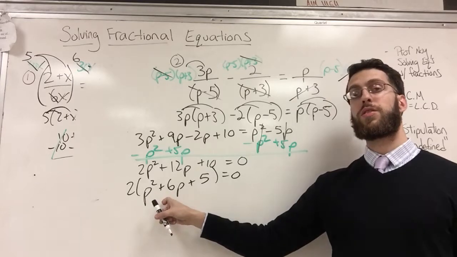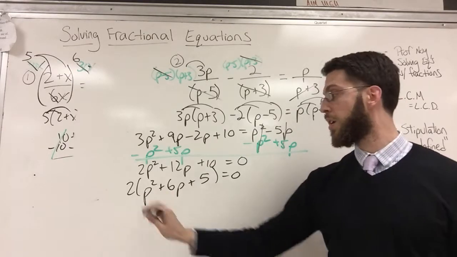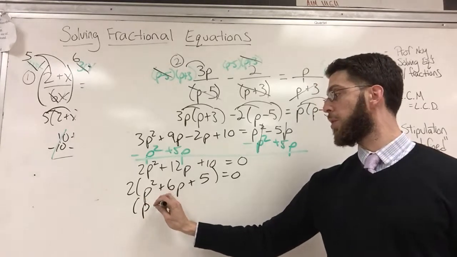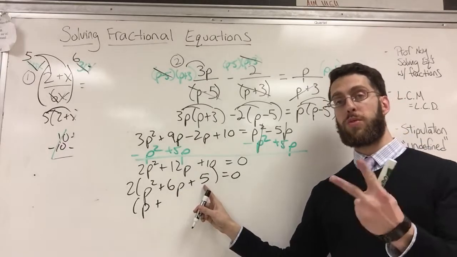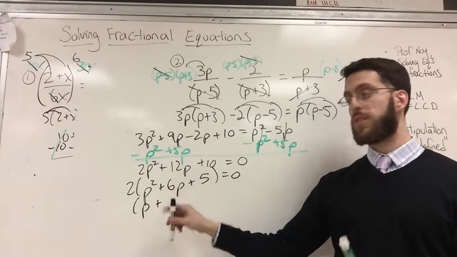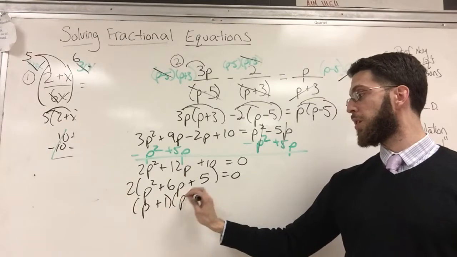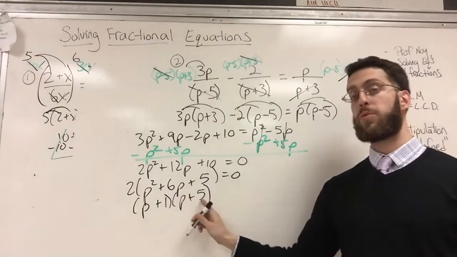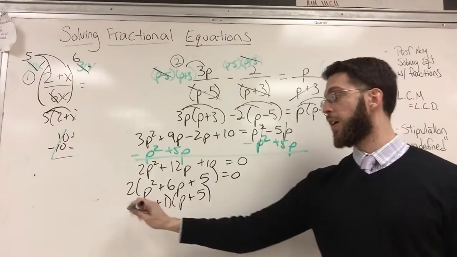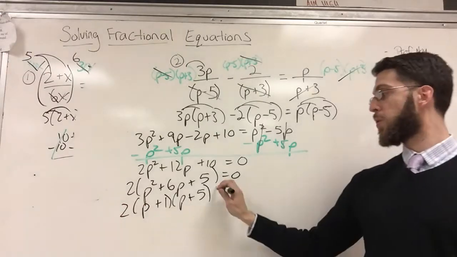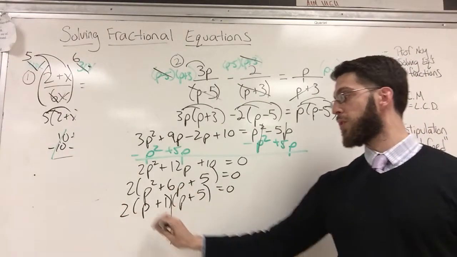Now I need to factor this using the sum product method. That's going to be p plus, I need two numbers that multiply to 5 and add to 6. That's plus 1 and p plus 5. 5 times 1 is 5, 5 plus 1 is 6. All right, you can drop the 2 if you want. Equals 0. And then I taught you something called the t-chart.